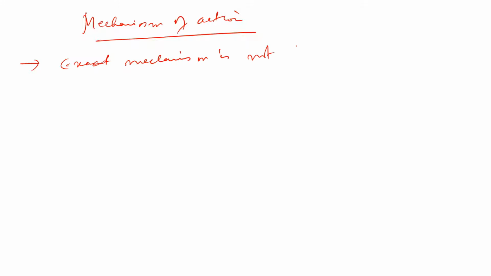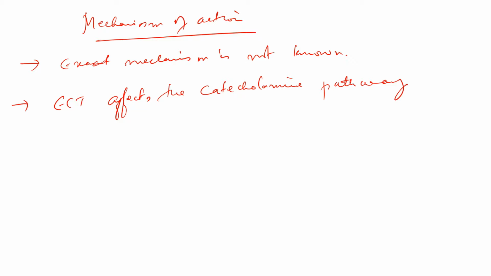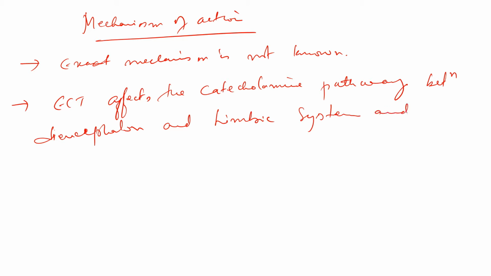Mechanism of action of ECT. The exact mechanism is not known, but there is one hypothesis which says ECT affects the catecholamine pathways between the diencephalon and limbic system, and also involves the hypothalamus.